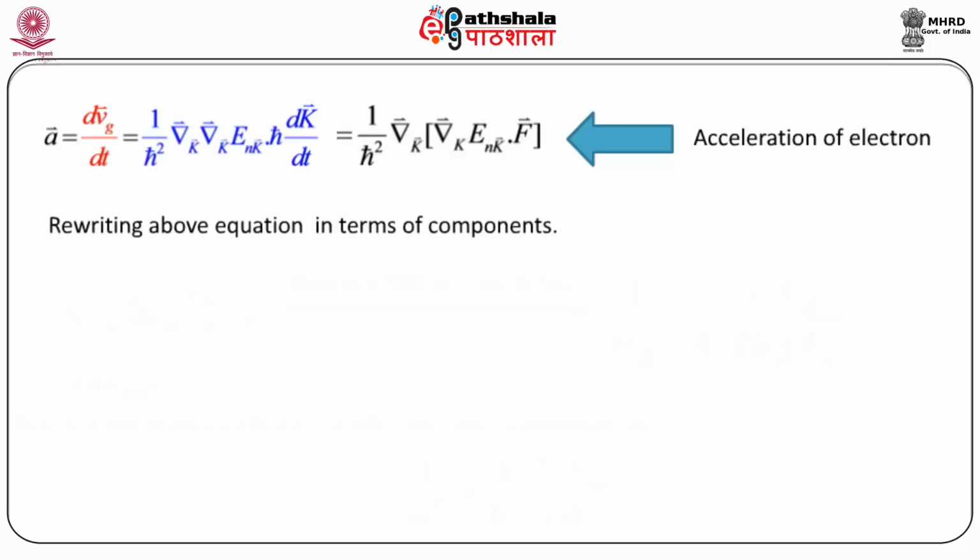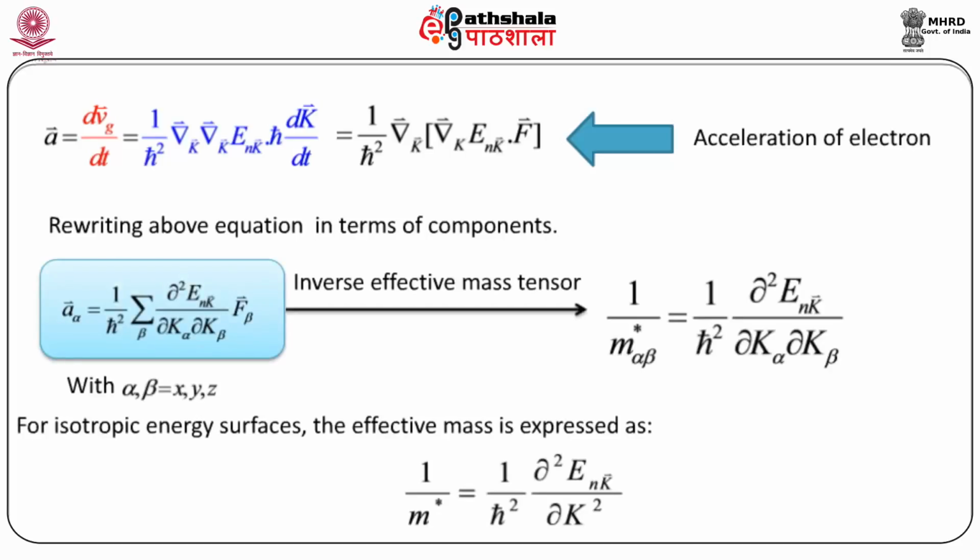So rewriting the equation for the acceleration in terms of its components, we find that a_alpha is equal to 1/ħ² times the summation over beta of the double partial derivative of the energy with respect to k_alpha and k_beta, multiplied by F_beta, where alpha and beta are x, y, z. That is, any one of the three directions. Thus, from this definition of the acceleration, we obtain the inverse effective mass tensor: 1 divided by m*_alpha beta is equal to 1/ħ² times the double partial derivative of E(k) with respect to k_alpha and k_beta.